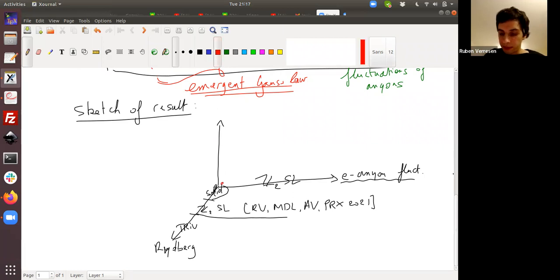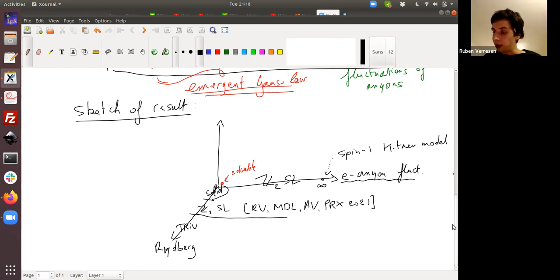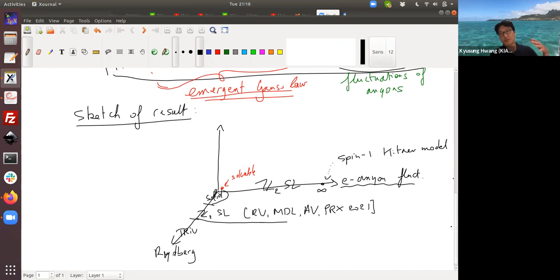Moreover, there's a solvable point here. And it turns out that if these fluctuations are infinitely large, we actually recover a Kitaev model. In this case, we'll recover some type of spin 1 Kitaev model, which is just adiabatically connected to this Rydberg atom tweezer array model. So you're saying the state of the spin 1 Kitaev model is basically a Z2 spin liquid?